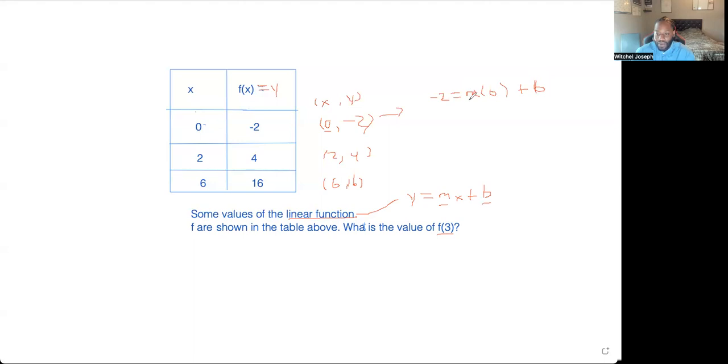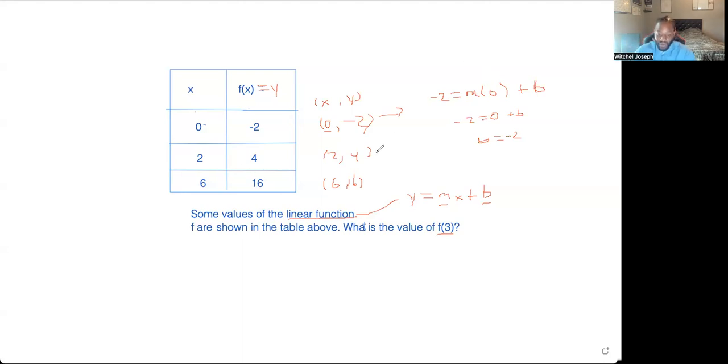Because now we know m times 0 is 0, right? And then you bring this down, you're going to get plus b, and you got -2. So now you know that b is -2. You guys see that? Does that make sense? Why b is -2? Great. So we know b. All right. So that's one piece of the puzzle. We got to find another piece.